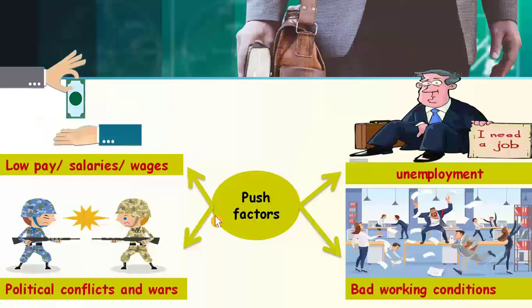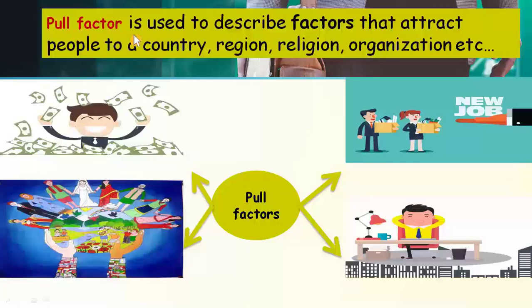Now we have seen push factors. We're going to see pull factors. So what does it mean, pull factor? Well, it is used to describe factors that attract people to a country, region, religion or organization. كنستعمل هاد pull factor لوصف العوامل اللي كتجذب الناس لواحد الدولة. غادي نشوفوا شنو هما العوامل اللي كتخلي الناس يجوا لواحد الدولة.